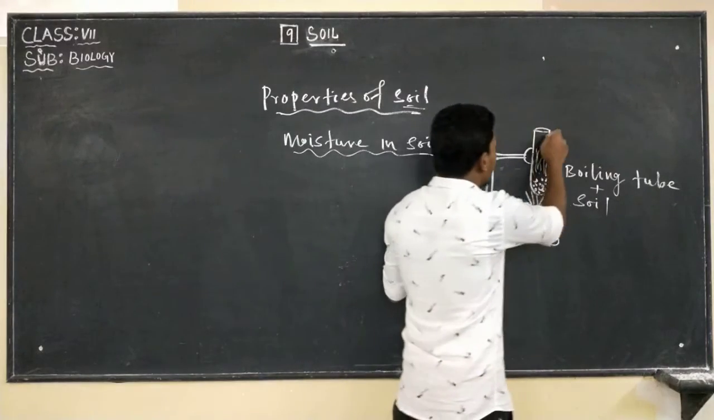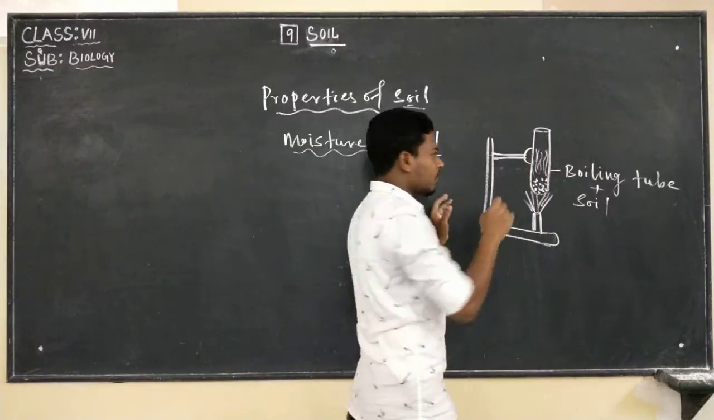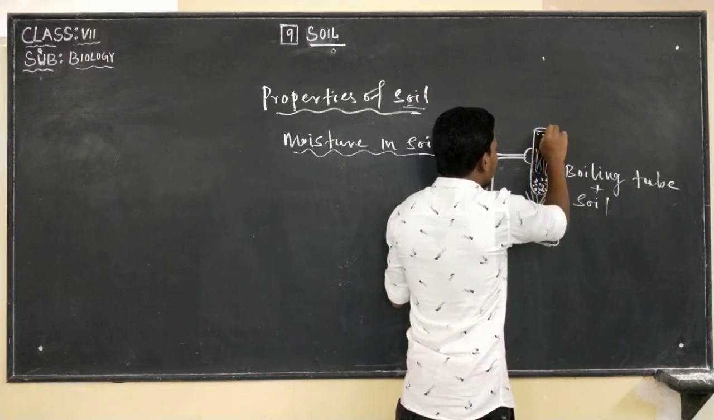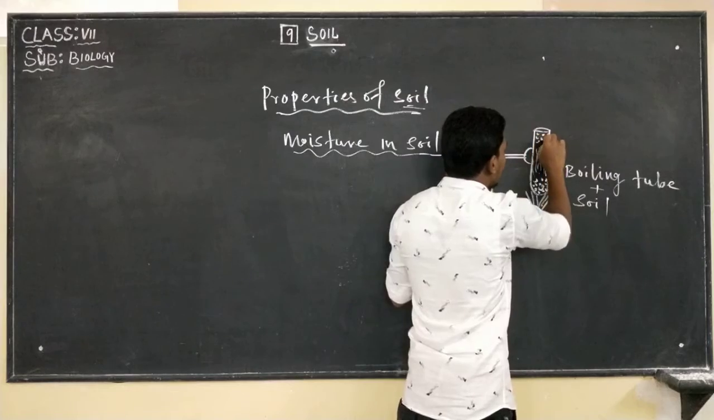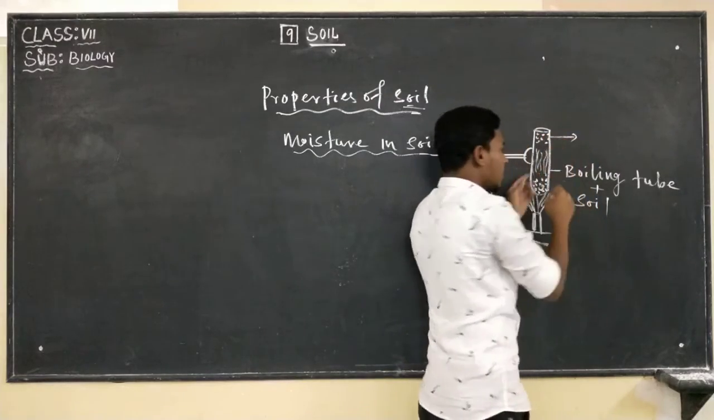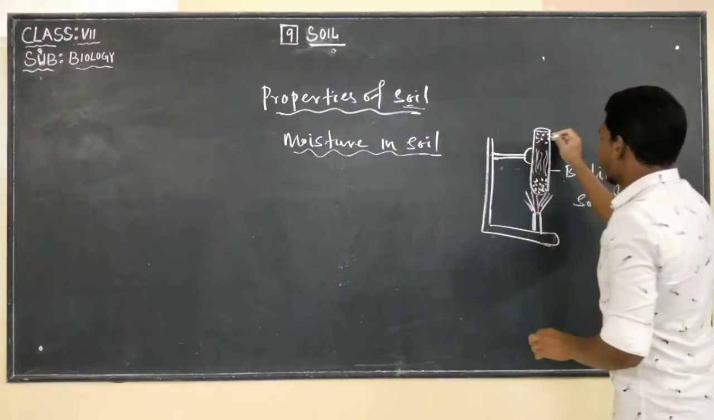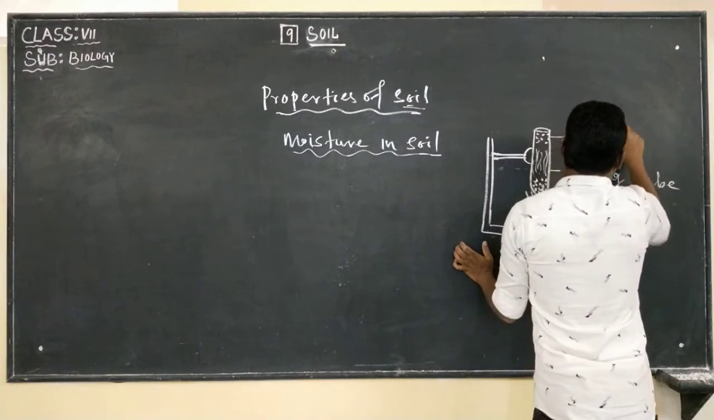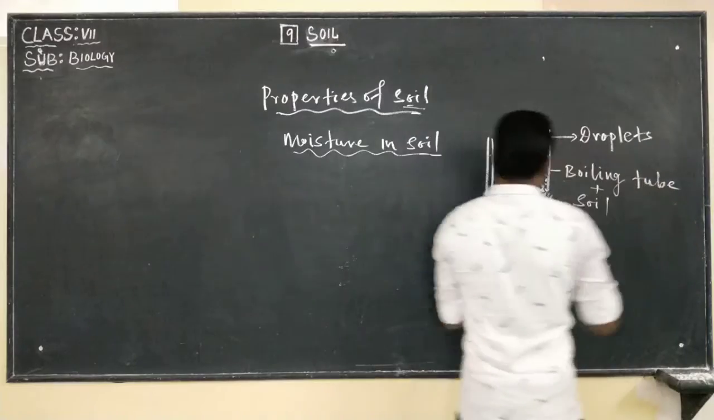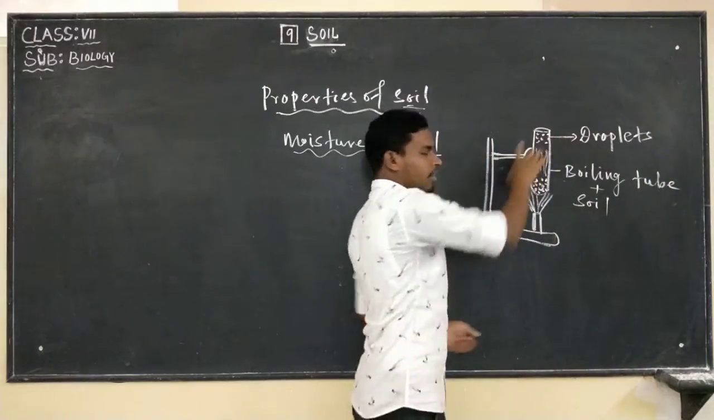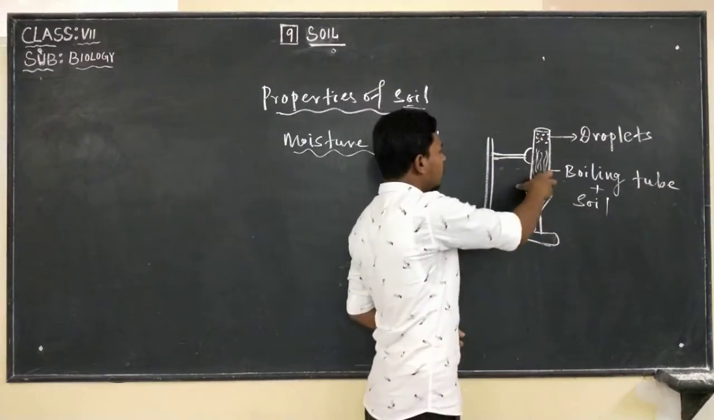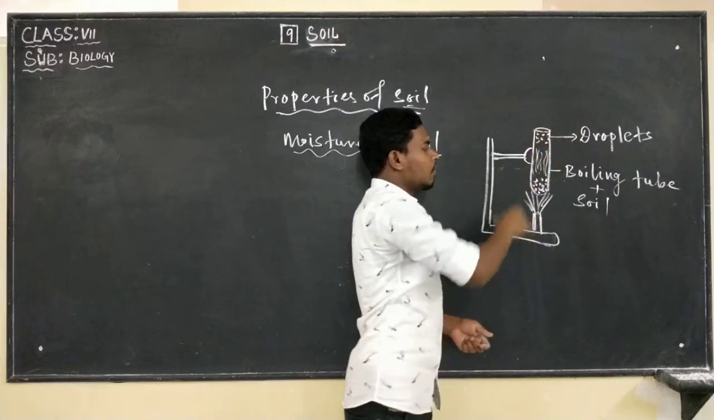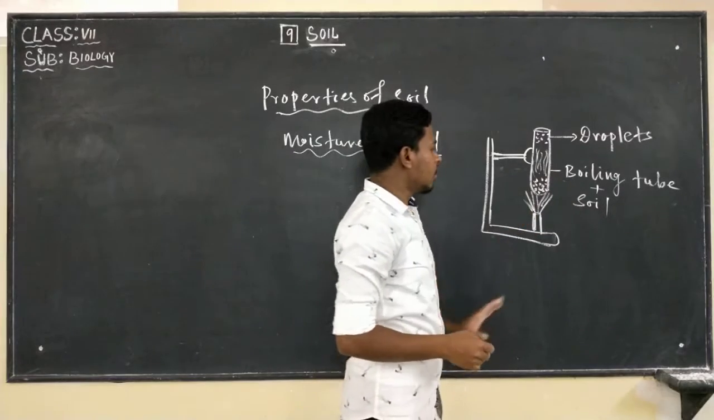So the inner walls of the boiling tube will have droplets, droplets accumulated at the tip of this test tube. Why? Because of the condensation. Because of the condensation, we find droplets at the inner cooler side of the wall of the boiling tube.